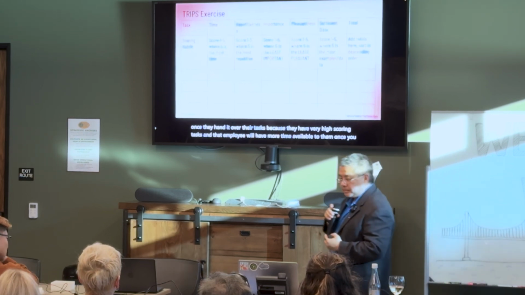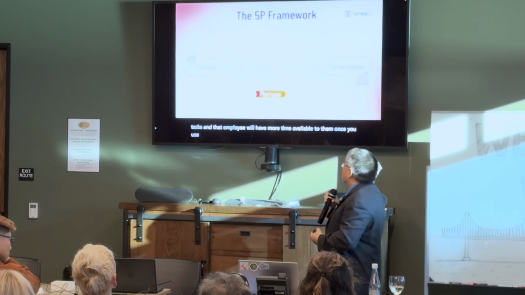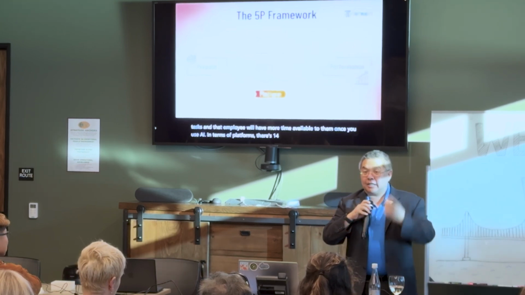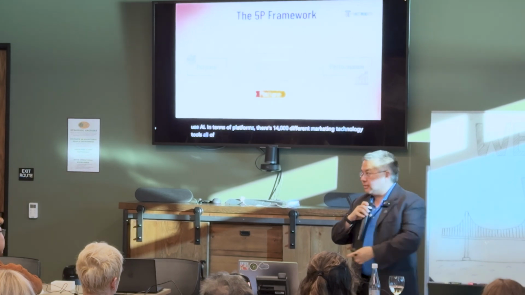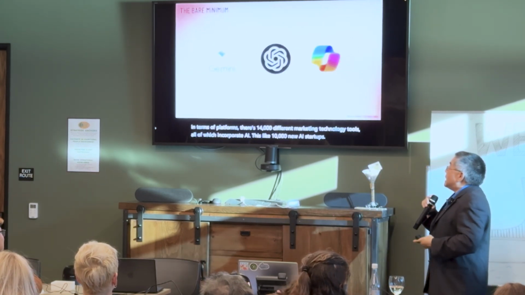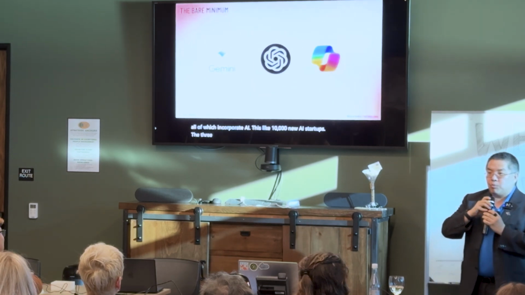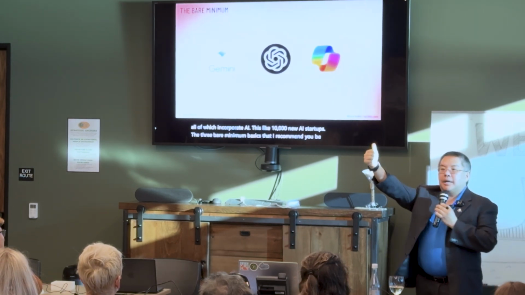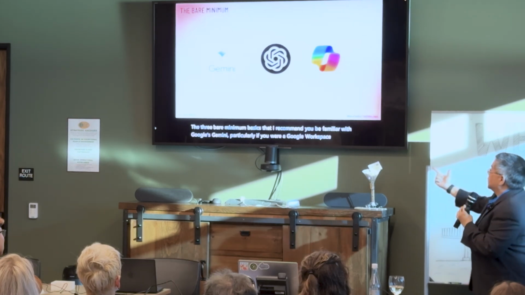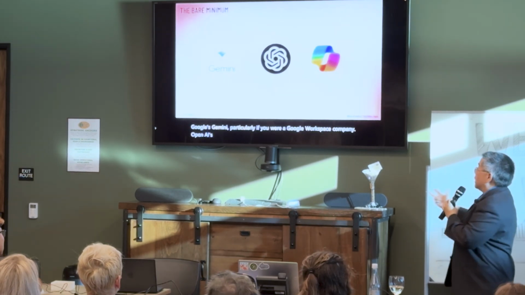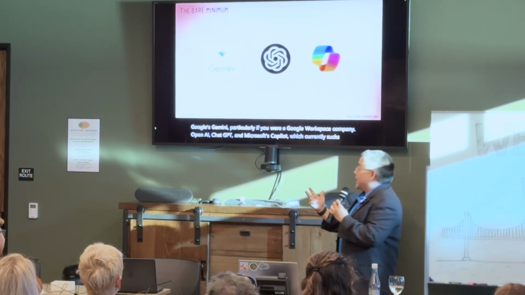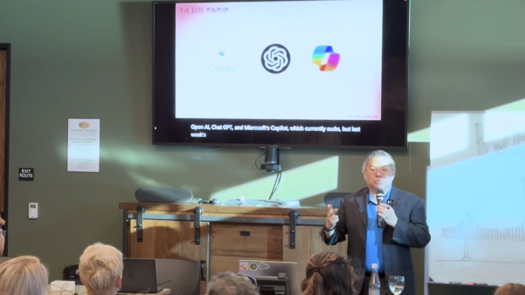In terms of platforms, there's 14,000 different marketing technology tools, all of which incorporate AI. There's like 10,000 new AI startups. The 3 bare minimum basics that I recommend you be familiar with: Google's Gemini, particularly if you are a Google workspace company; OpenAI's ChatGPT; and Microsoft's Copilot, which currently sucks, but last week Satya Nadella promised Wave 2 will suck less.